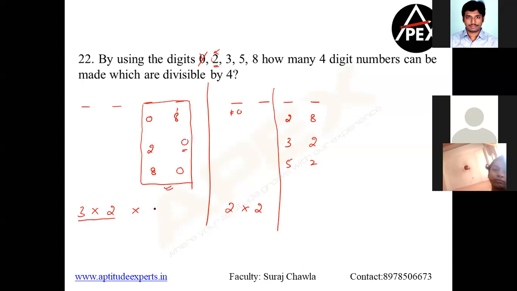3 cases, right? Blindly multiply by 3. How many cases here? 3, right? Again blindly multiply by 3.